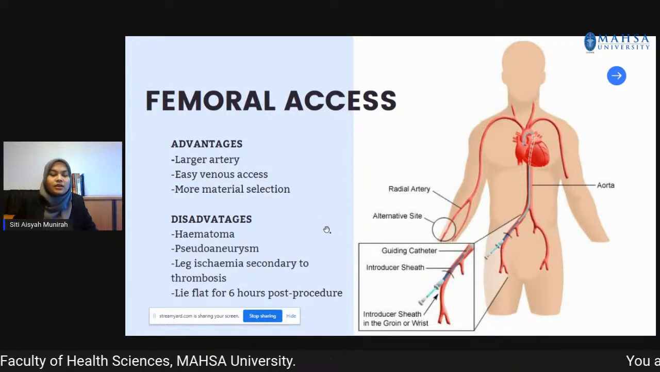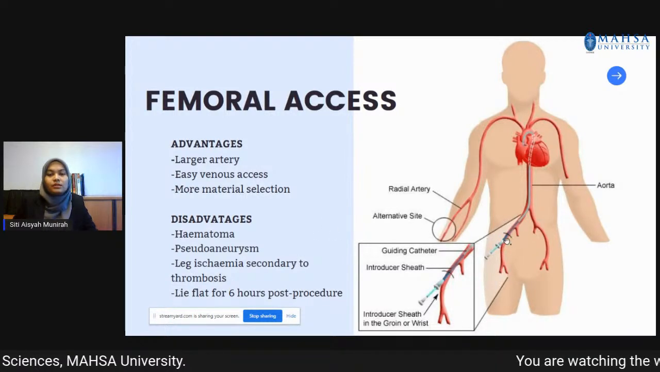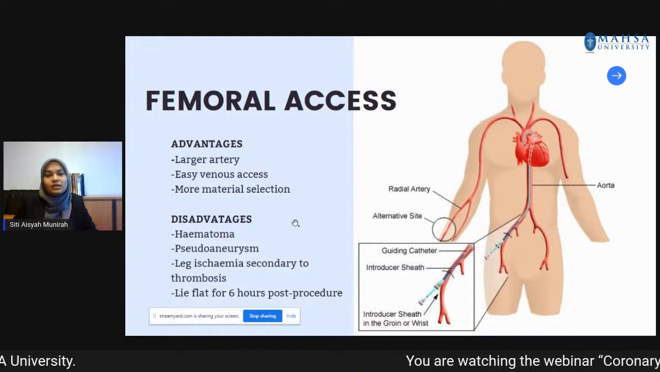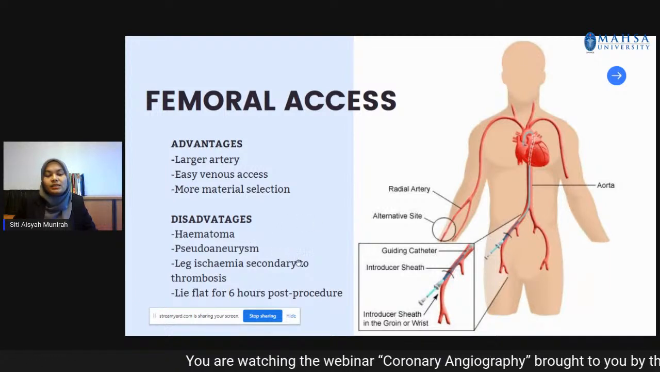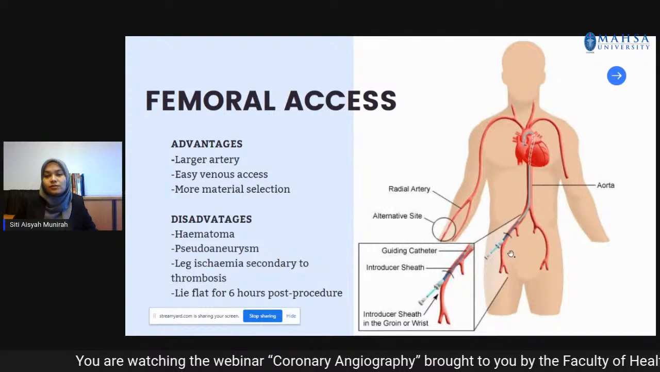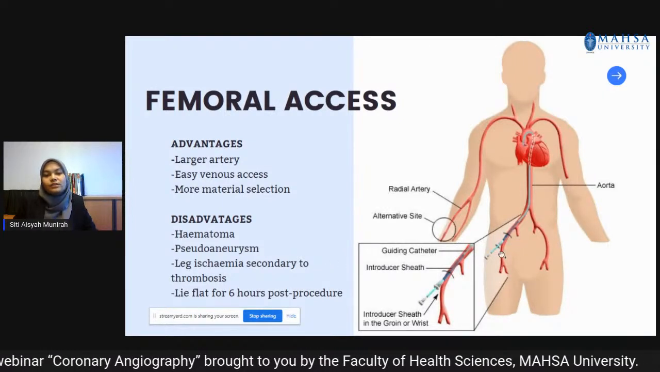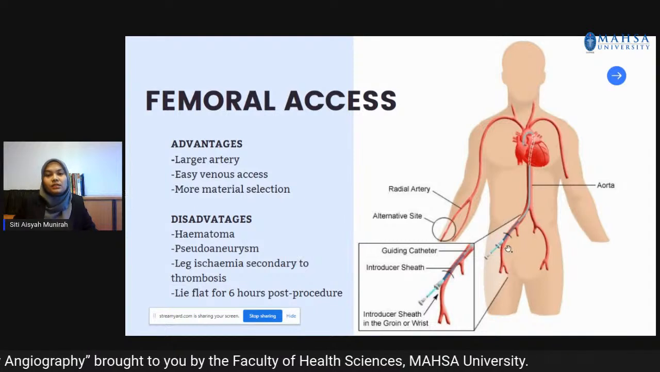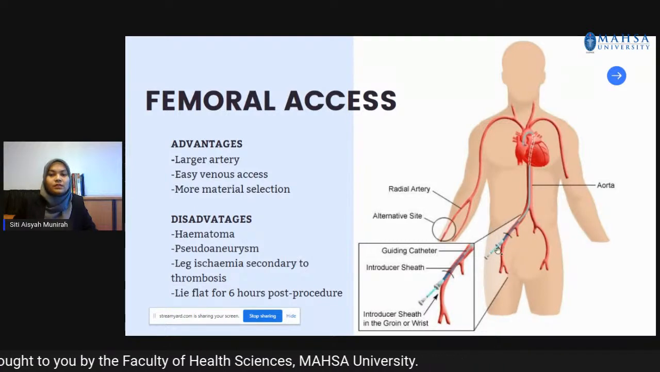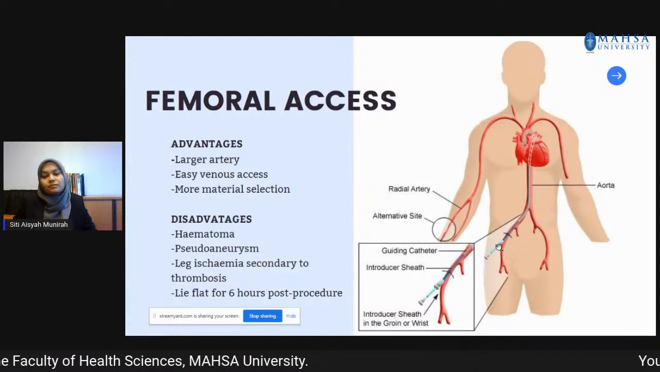And disadvantages: because of the large artery, it can cause hematoma, pseudoaneurysm, and late ischemia secondary to thrombosis. And the patient also needs to lie flat for 6 hours after the procedure, because of the large artery here.